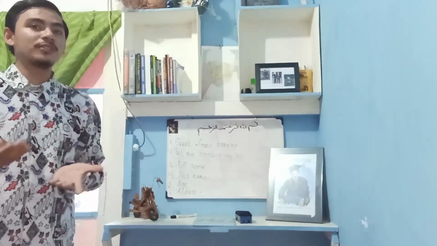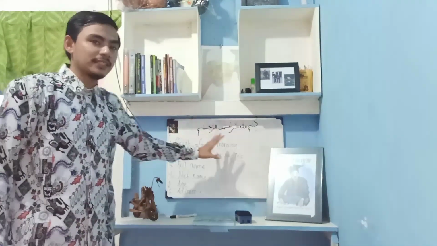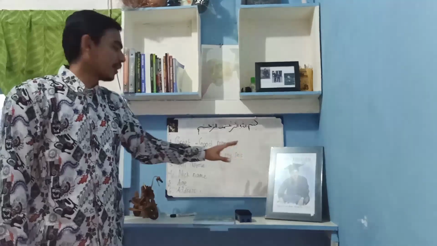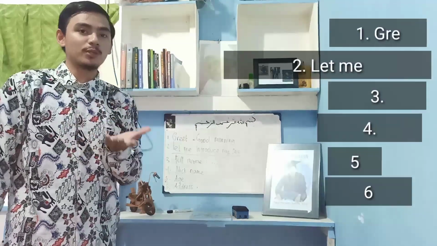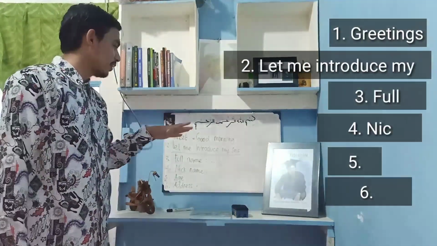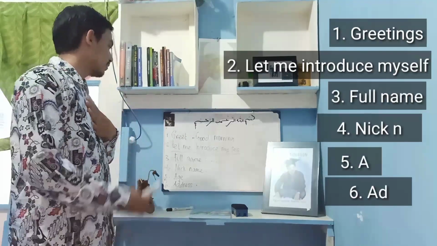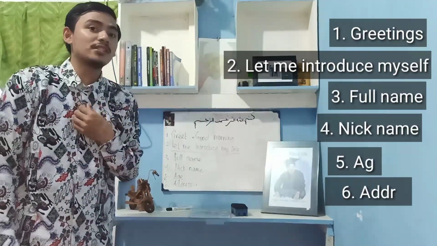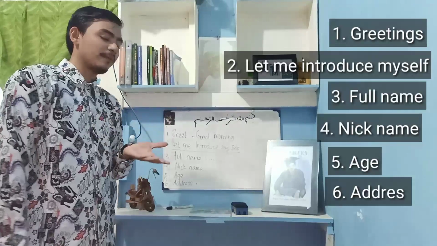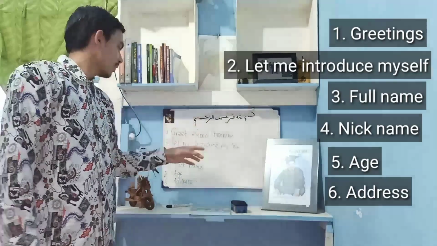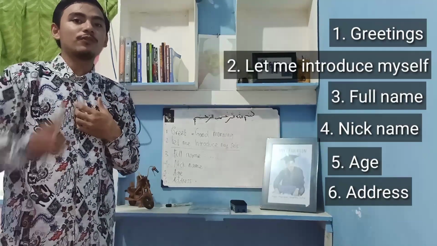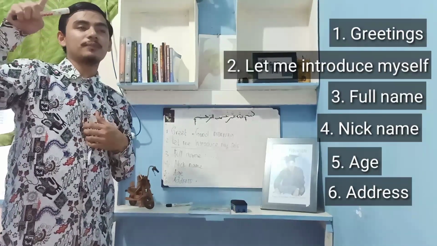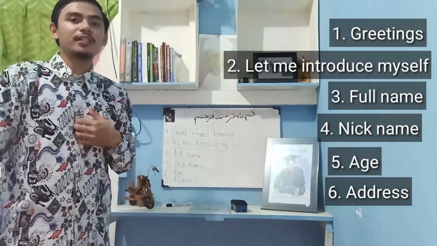And then for our first meeting, I want you to memorize these points. Okay, there are 6 points that you have to say in our next meeting. The first one is greetings. You have to say good morning to everyone. And then say, let me introduce myself. And then the third one is full name. You have to mention your full name. And then your nickname. You can call me what? Okay. And then the fifth is age. You have to mention your age. Don't forget, for the last word, you have to say years old.